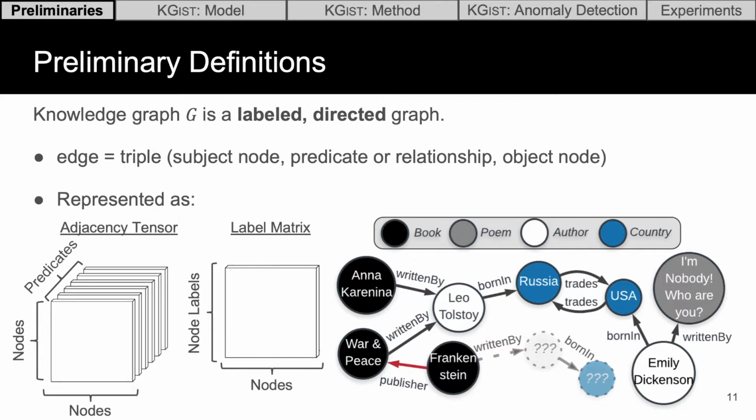We can represent this mathematically as an adjacency tensor, where each slice of the tensor corresponds to a particular relationship type. For example, the first slice might capture the written by relationship type, in which case it captures all of the things that are written by people. In addition to this binary adjacency tensor, we also have a binary label matrix. This specifies the labels on each entity, for example, the fact that Anna Karenina is a book.